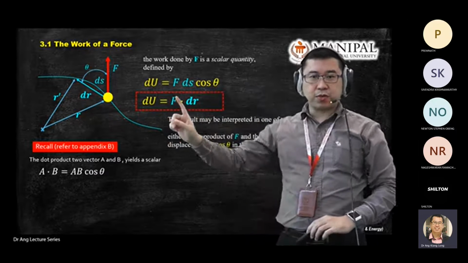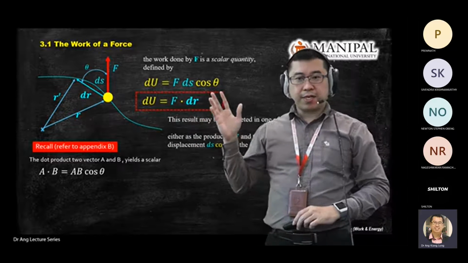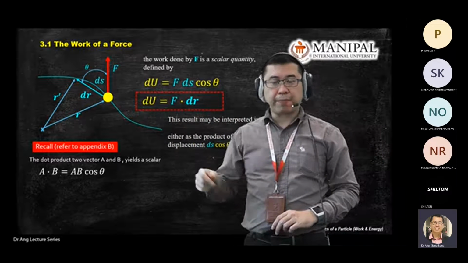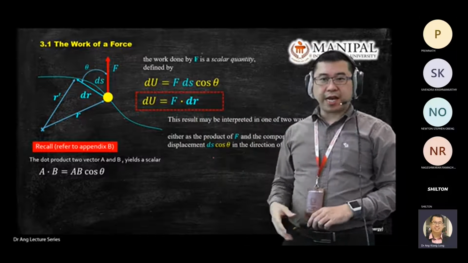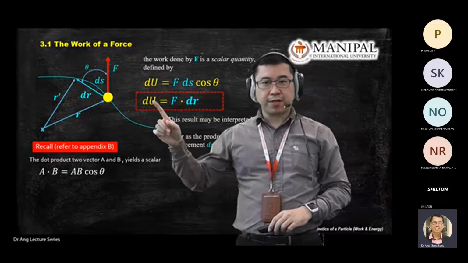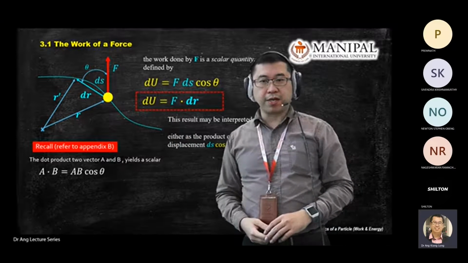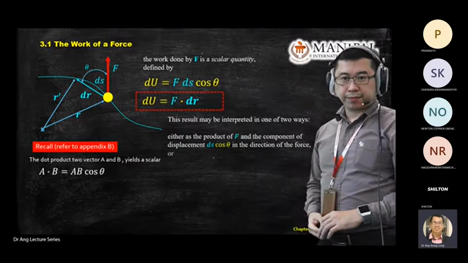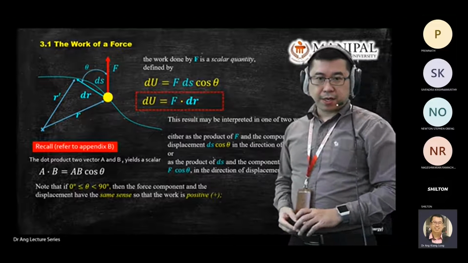We use U to represent work. Remember, today you learn a new symbol, capital U, to represent work. Later, you will see energy. Energy will use another symbol. When you see capital U, it means work. Okay, this is what I mentioned just now.